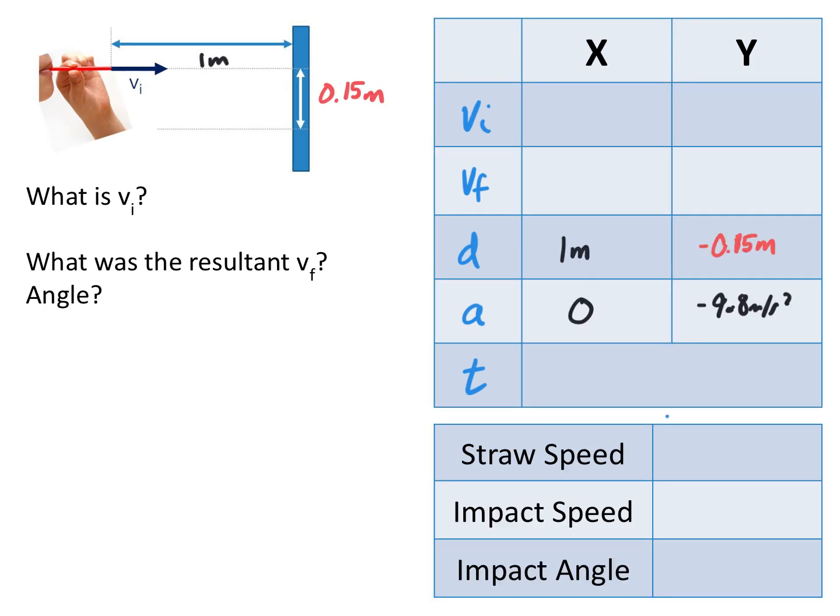All right, time to put things together. We're going to take a look at a spit wad flying out of the straw, traveling a distance of 1 meter from the end of the straw to the wall, and then a vertical distance of 15 centimeters or 0.15 meters. We're going to try to find our initial velocity x, so the straw speed, the speed that it was traveling as it left the barrel of the straw, and also our resultant velocity and angle. Now, to do that, we have to apply some of the physics that we just talked about.